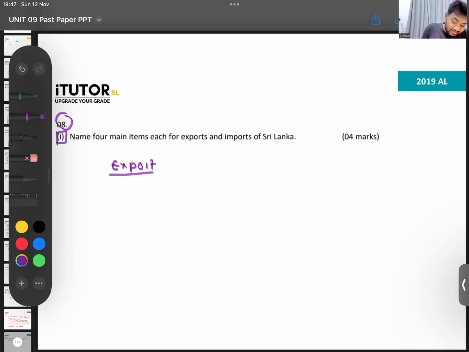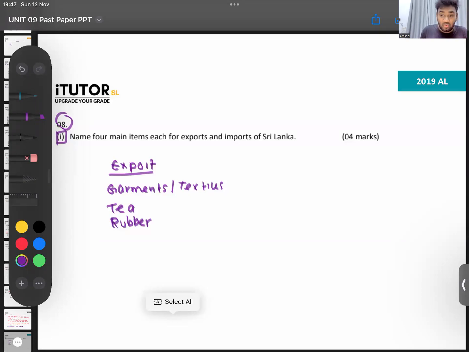Exports, we have number 1, garments, or you can say textiles. Number 2, spices? Spices are not a main export. We have tea, we have rubber. What is number 4? Rubber products. Be careful with spices. Petroleum.